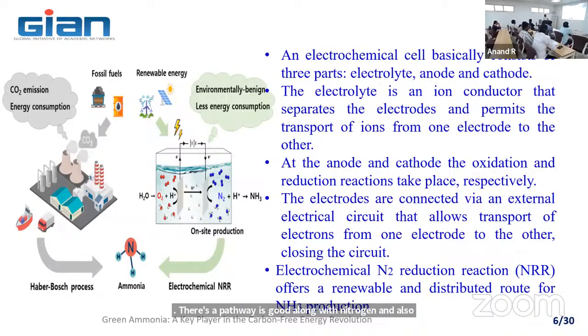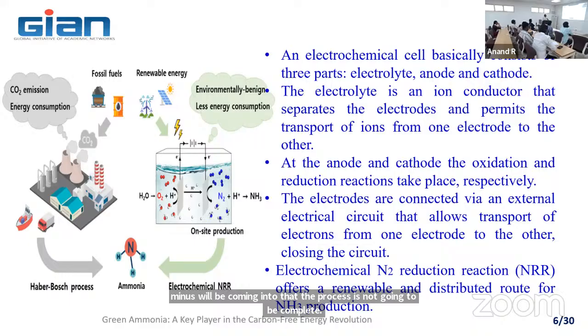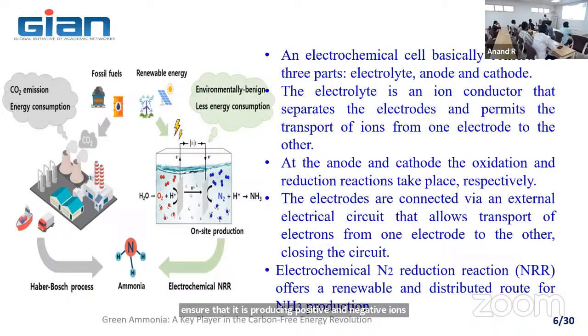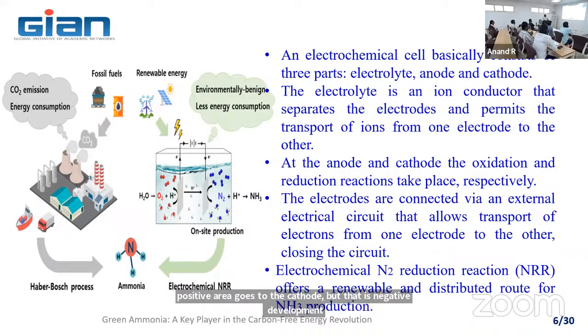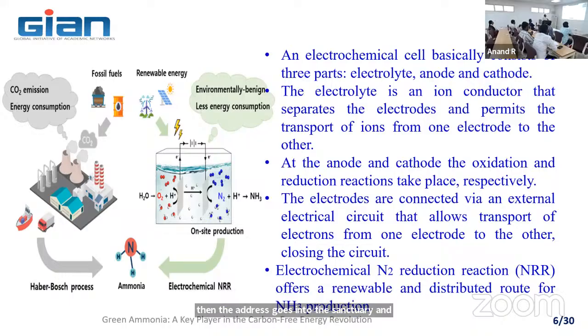So the purpose of the anode is to ensure that it is producing positive and negative ions. The negative ions we call the electrons. The flow of electrons is called current. It will not go through the electrolyte. The electrolyte will not permit the electrons; it will permit only positive ions. The positive ion goes to the cathode, the negative terminal. Then the electrons go through the circuit and enter the cathode for the reaction.